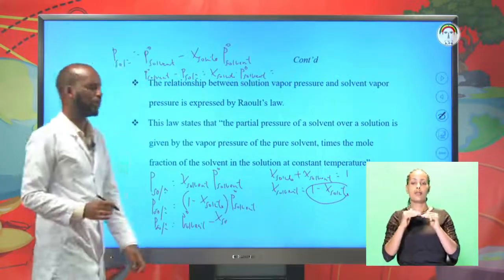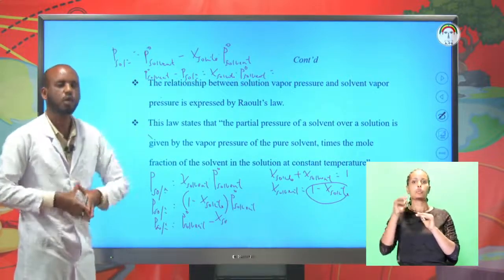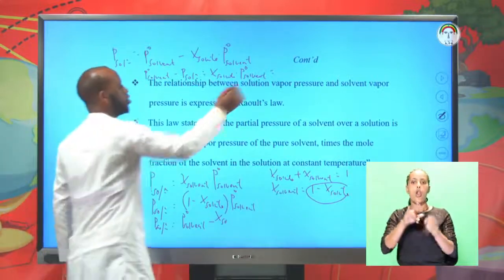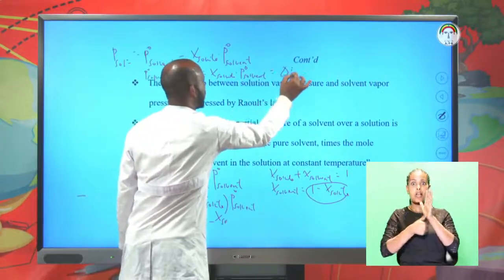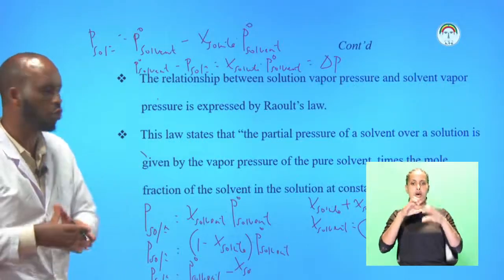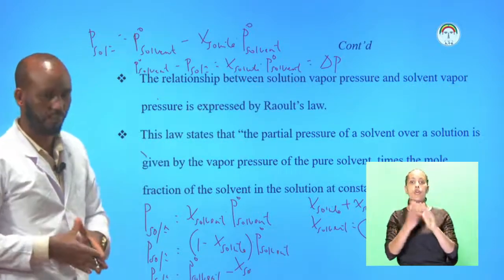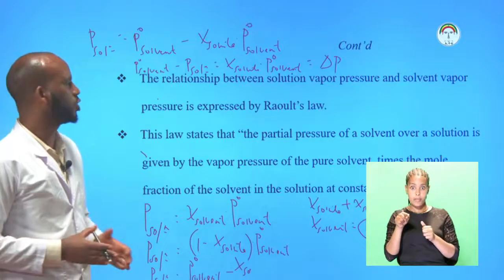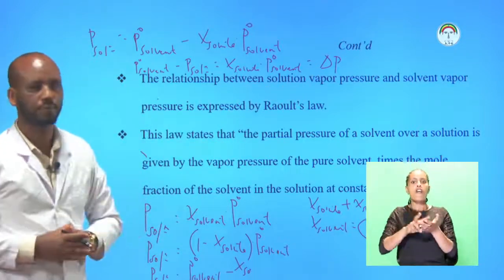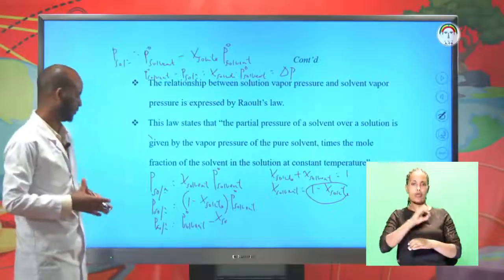P naught of the solvent minus P of the solution is the lowering in vapor pressure, or vapor pressure lowering, denoted by the symbol delta P, which is an example of colligative properties of a solution, which depend on the amount of solute. Therefore, lowering in vapor pressure, not vapor pressure itself, is an example of colligative properties of a solution.